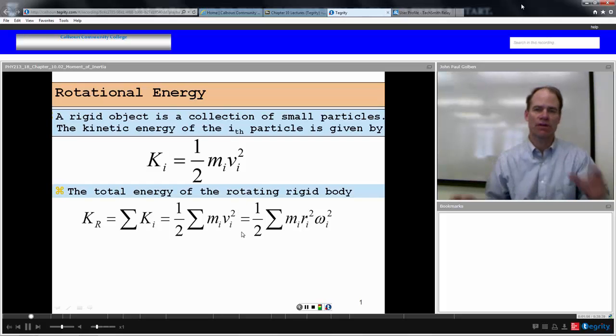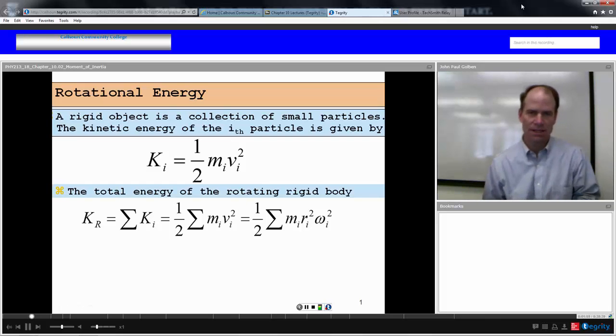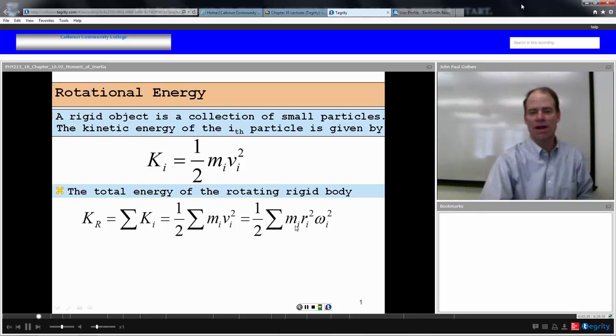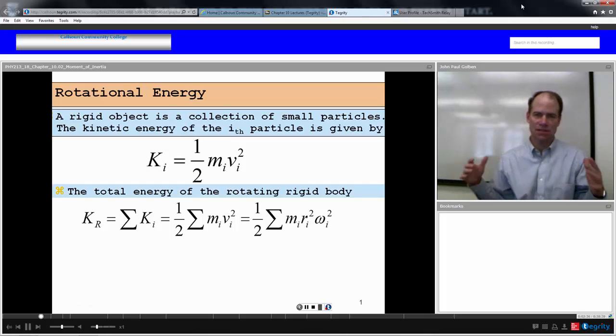But we know for every ith particle that the linear velocity is equal to the angular velocity of the wheel, which is constant for every particle, times the radius to that point where that particle is from the axis of rotation. So we're going to substitute in for this linear velocity r omega, the radius to that point, times the angular velocity of the body, and then we're going to square that because it's velocity squared. Bear with me, we're headed somewhere with this. So we have 1/2 summation of the ith mass, the distance to that ith mass squared, times the angular velocity of that ith mass squared.